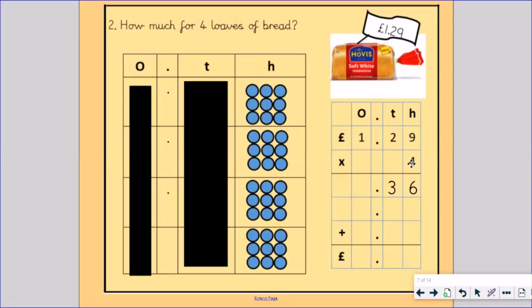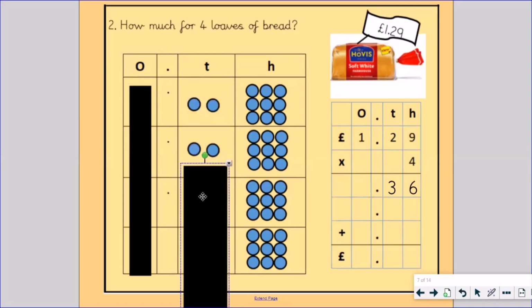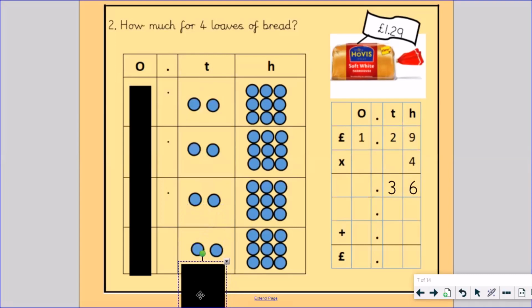The next thing I need to do is 4 times 2. Well, we'll have a look over here. I think most of us know this, but here we go. I've got 1 loaf of bread, 2 loaves of bread, 3 loaves of bread, now 4, and that makes 2, 4, 6, 8. Now, 8 is a 1-digit number, but it does need to go in the tenths, and that's because I'm timesing 4 by 2 tenths.